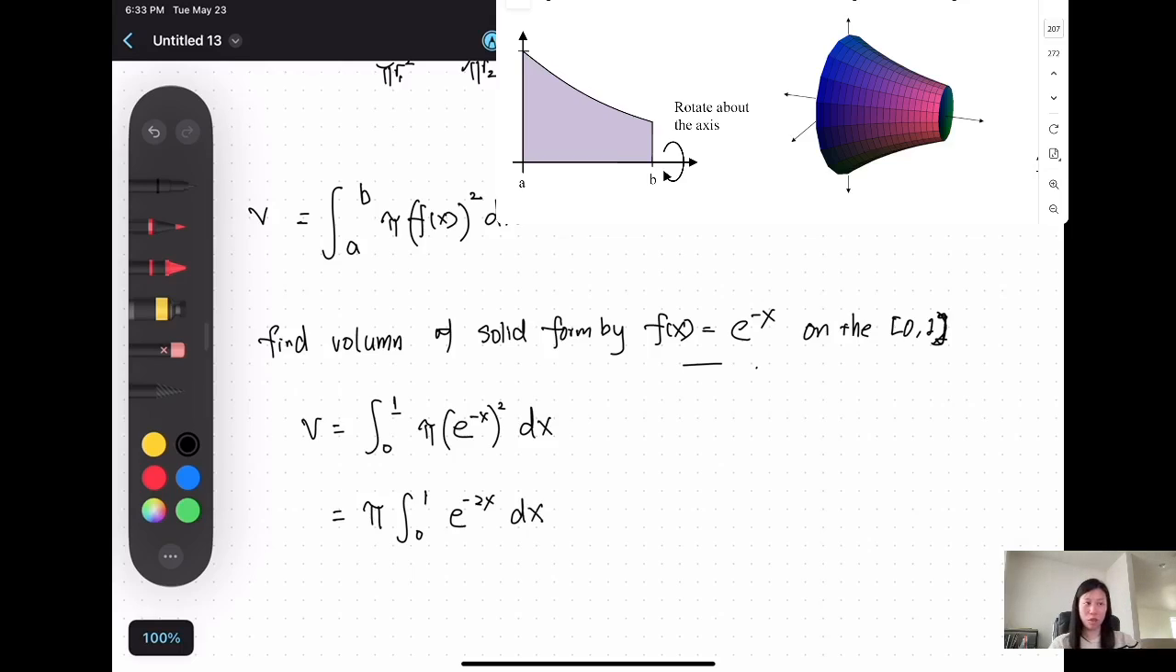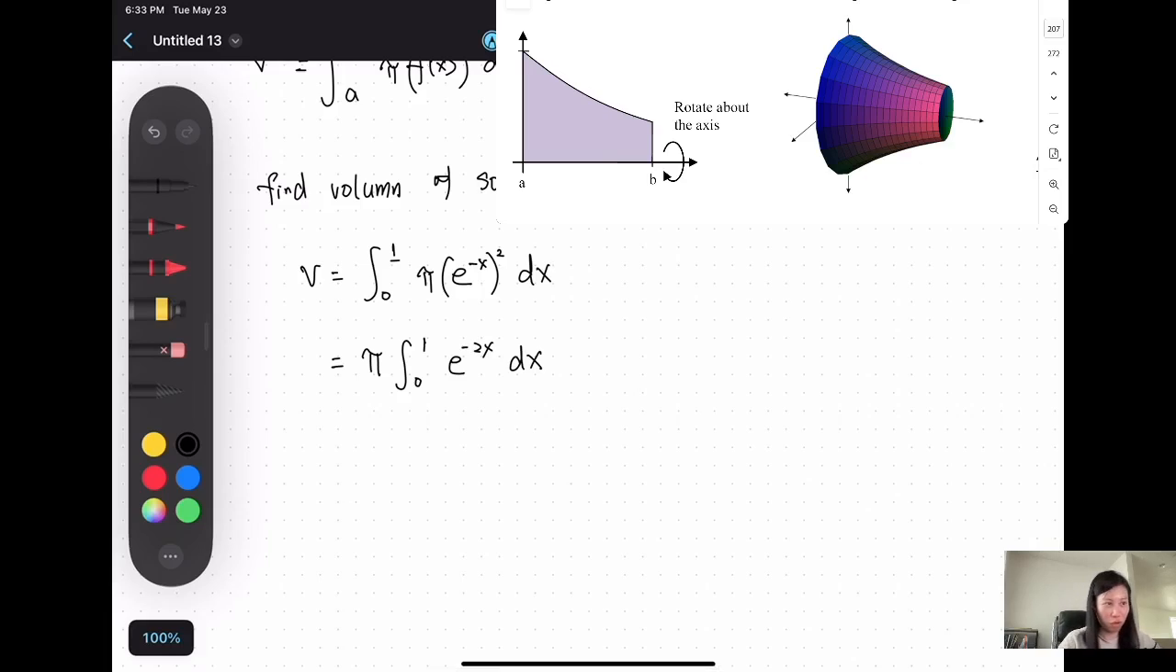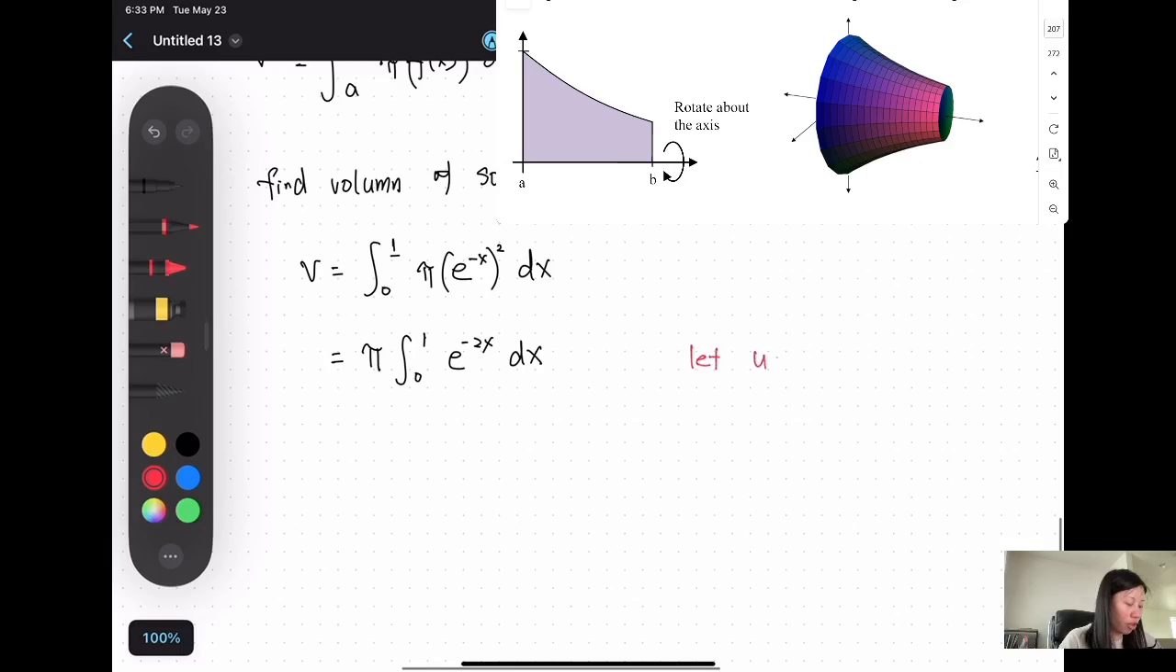To integrate this part, you can use u substitution or integration by parts. So now let's use u substitution. I can let u equal negative 2x, so that means du/dx is equal to negative 2. So du is equal to negative 2 dx.